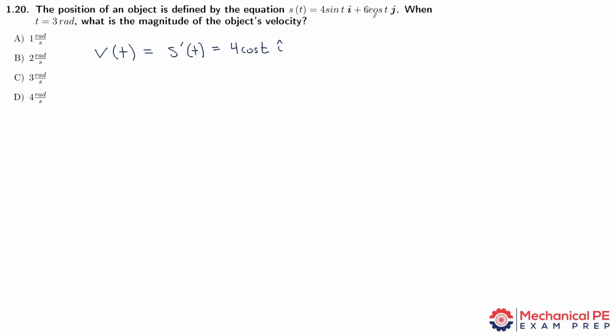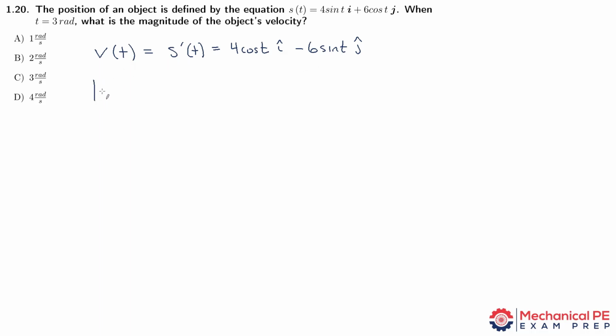And then for the j component, it'll be minus 6 sin t j hat, because the derivative of cosine is minus sine, and the constant just passes through. So a little bit of a review of some derivatives there. But now we have an expression for the velocity in terms of t, and we're interested in the magnitude of the velocity. So how do we find that?